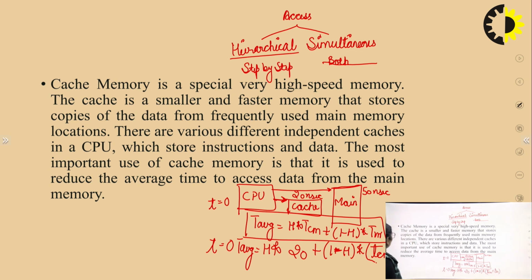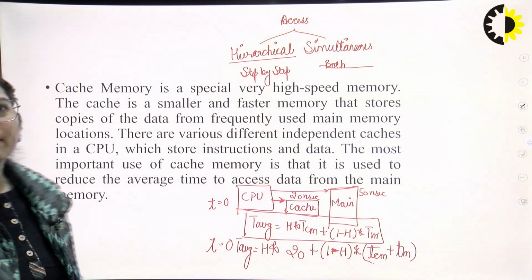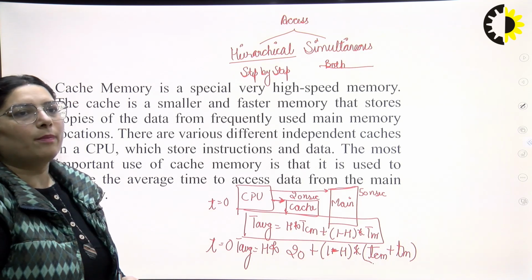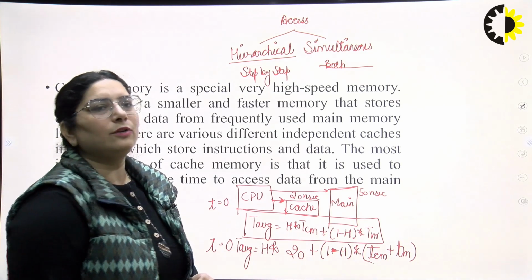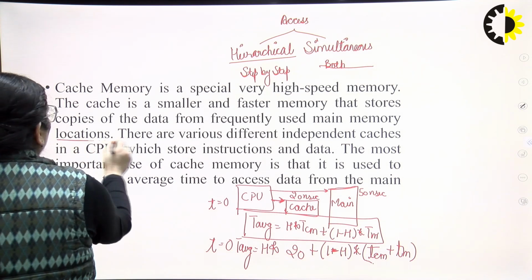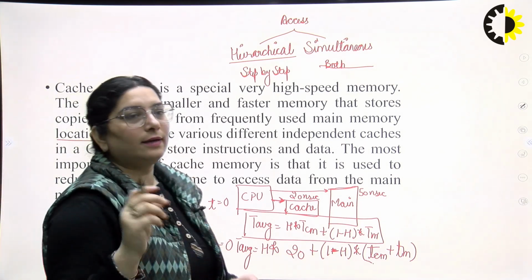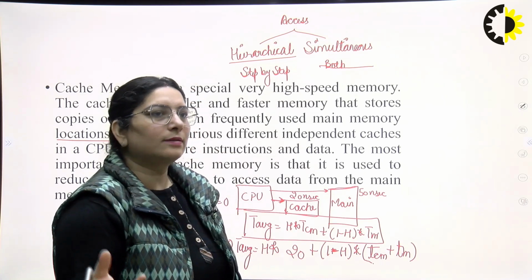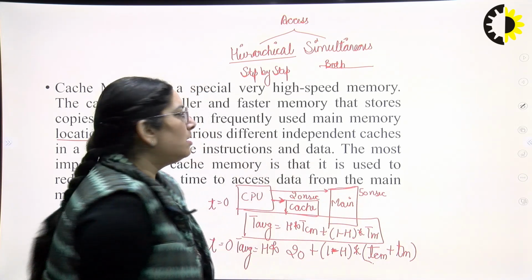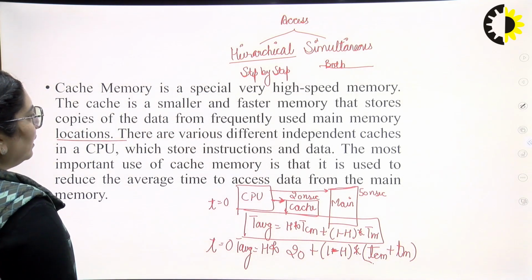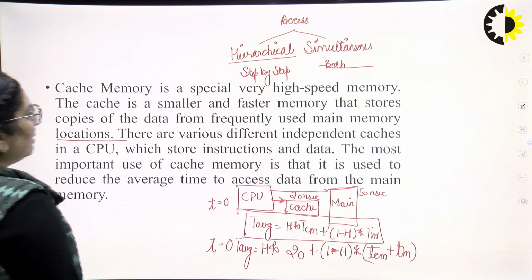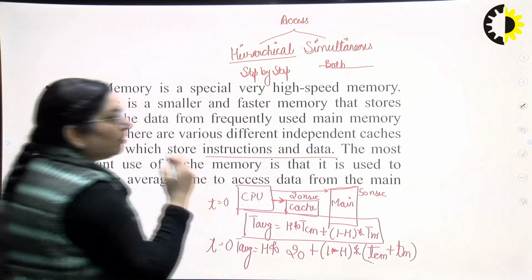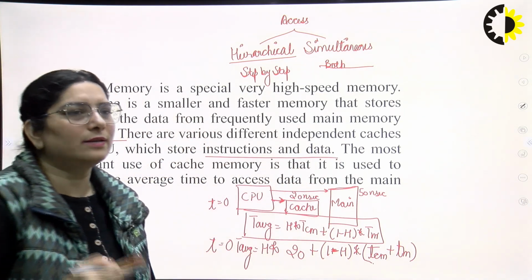Now, cache memory is a special high-speed memory. The cache is a smaller and faster memory that stores copies of data from frequently used main memory locations. I have already told you that for the data which is accessed right now in the main memory, its locality will be searched and that locality will be placed back into the cache memory. There are various different independent caches in a CPU which store instructions and data. There is a hierarchy of cache memories, L1 cache, L2 cache. We will discuss these later.